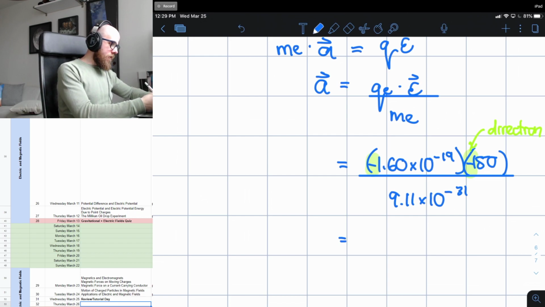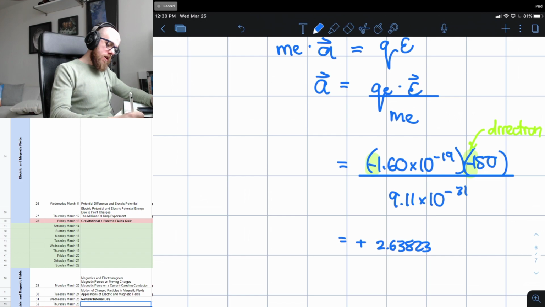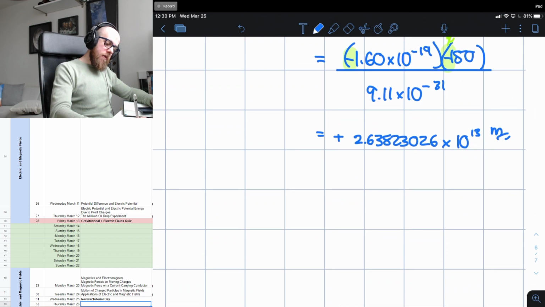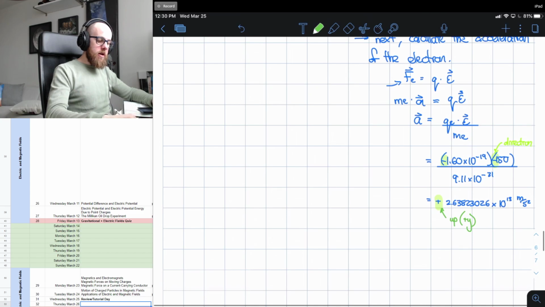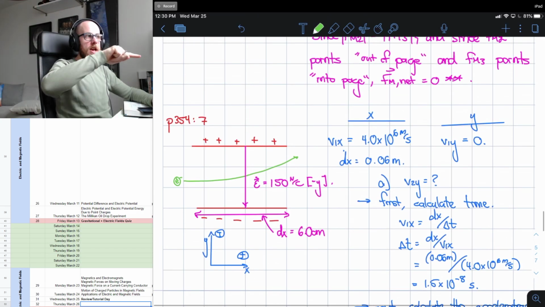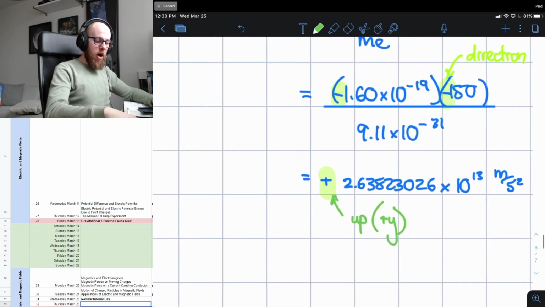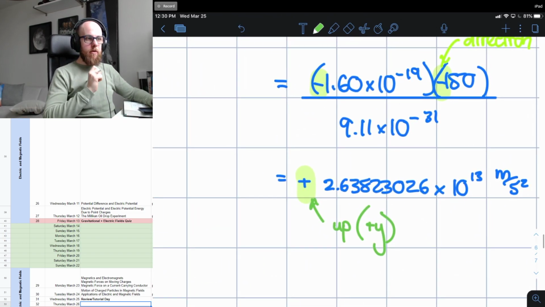I get a value for my acceleration of positive 2.638 times 10 to the 13 meters per second squared. So a very large acceleration. Now, because the acceleration is positive, what this tells me is that the direction is up, or in the positive y direction. Which makes sense based on the picture. The picture shows the electron curving upwards as it goes. So it makes sense that we get a positive value for our acceleration.